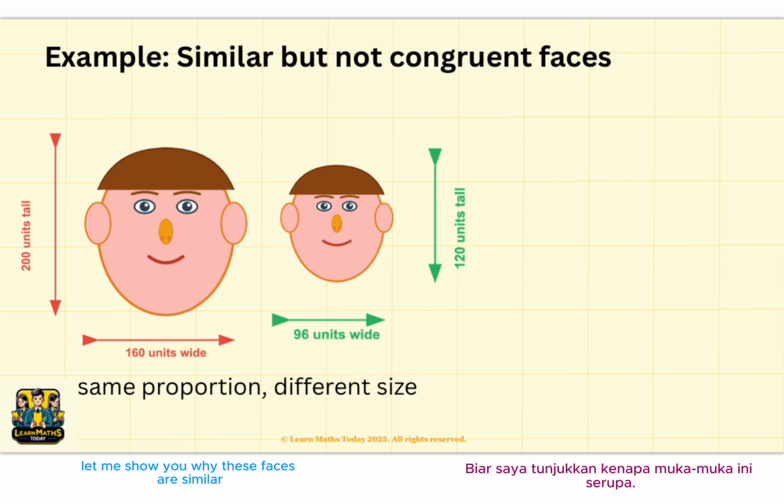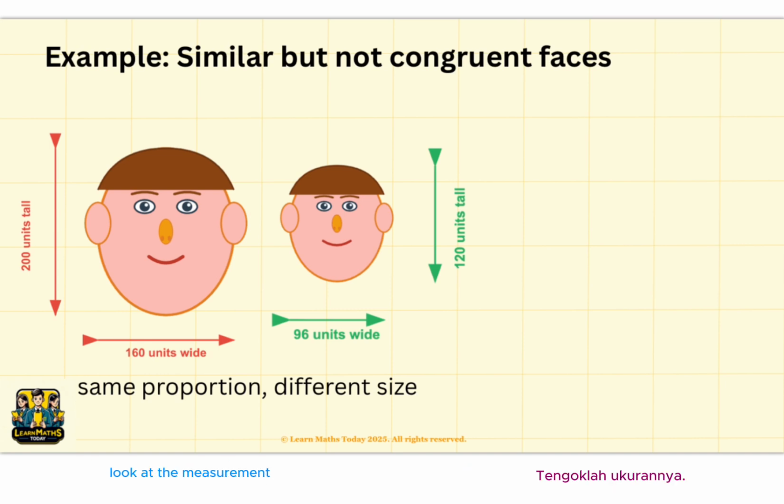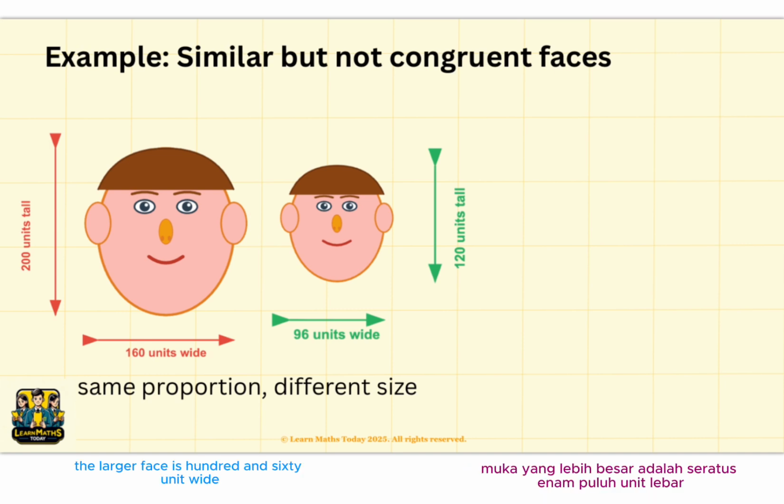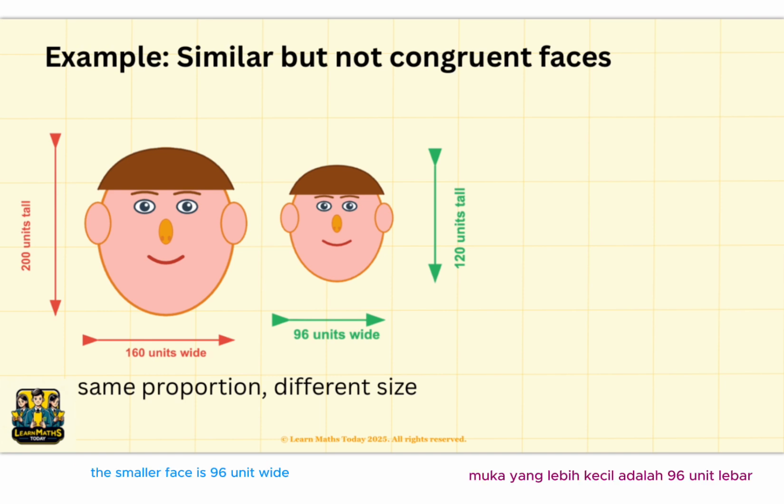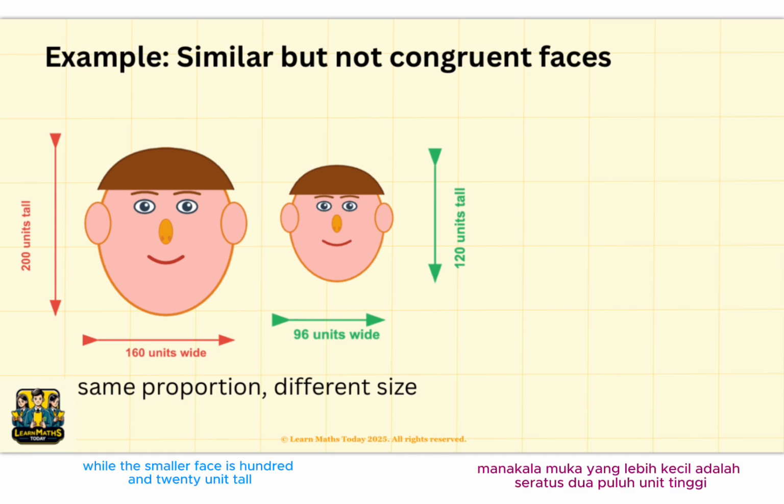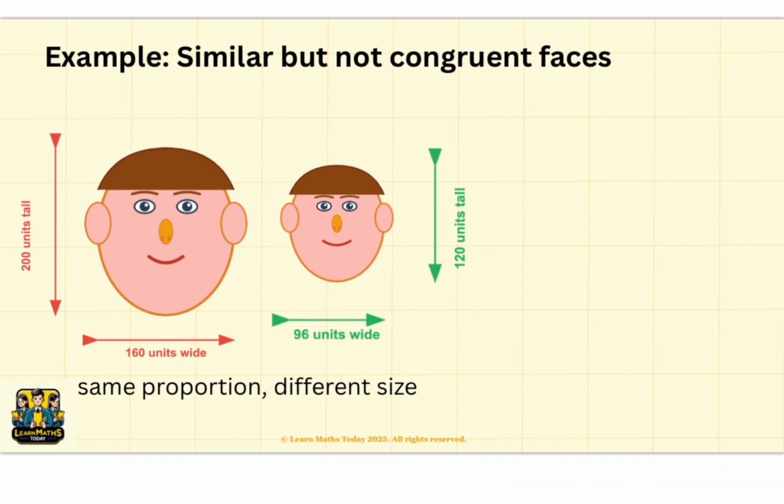Let me show you why these faces are similar. Look at the measurements. The larger face is 160 units wide. The smaller face is 96 units wide. The larger face is 200 units tall, while the smaller face is 120 units tall. Now here's the key to similarity. Let's check if all the corresponding measurements are proportional.